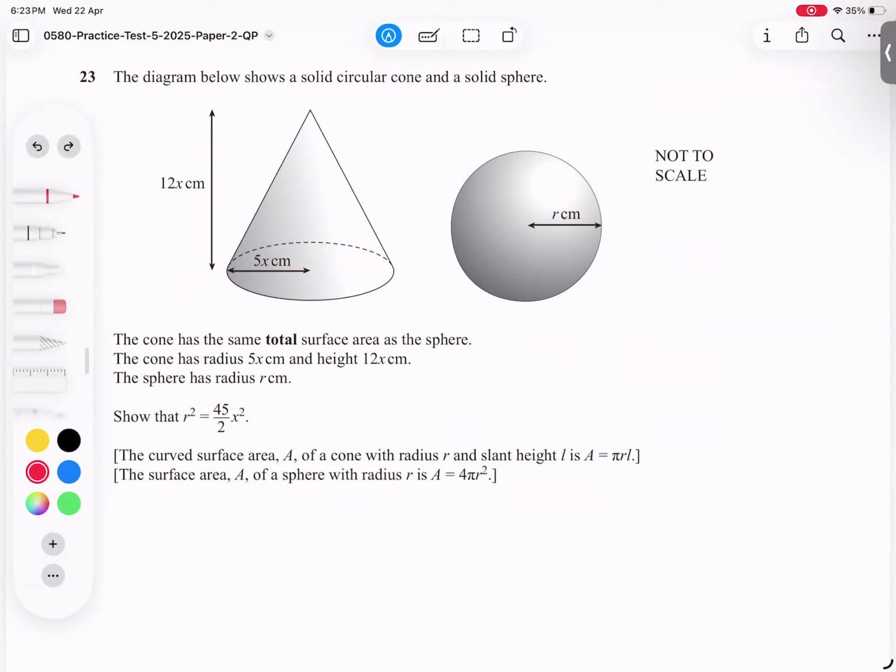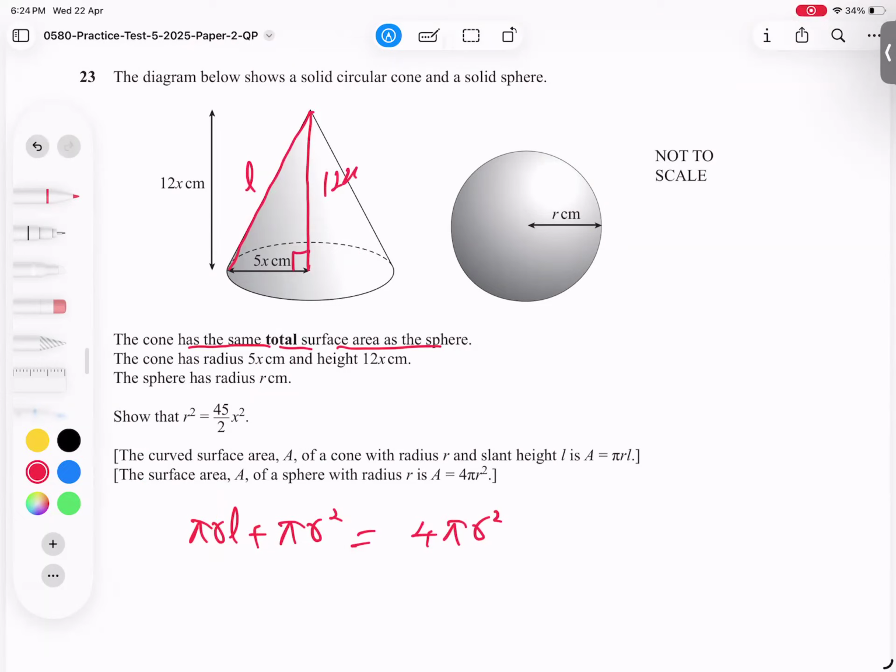Okay, what is the curved surface area? We know it very well: pi r L. What is the bottom circle area? Pi r square. What is the sphere area? 4 pi r square. And he said that they have the same total surface area. Now we have to prove this connection. But first of all, do we have a slant height? No, we don't have it. This is called slant height. So this is 12x here and this is L.